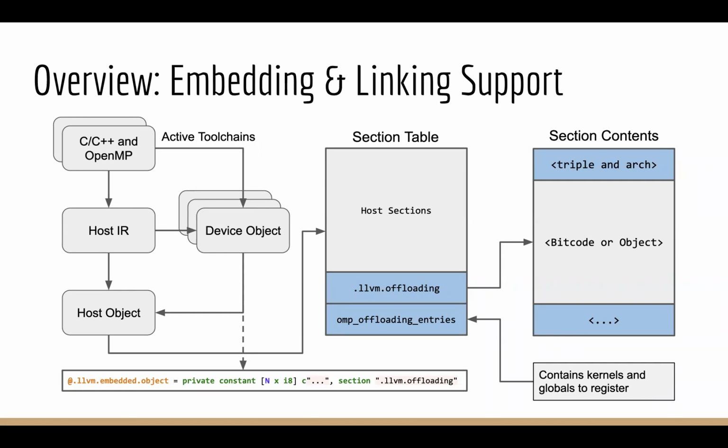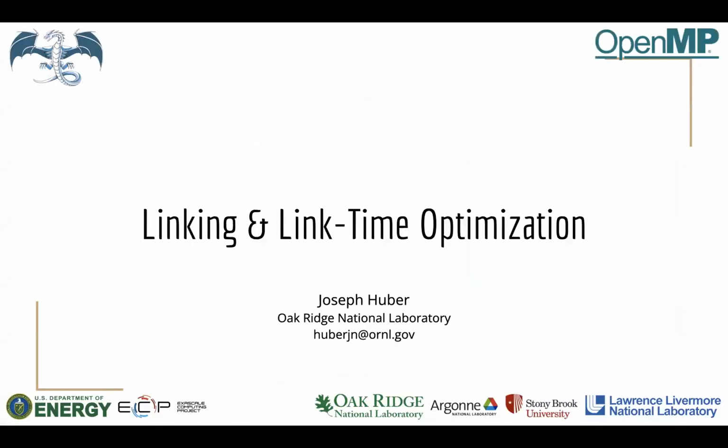And if you actually crack one of these open, what you'll find is a section table that contains two special sections we use. One is the .llvm.offloading section, which contains the actual embedded device code, and the other is the OMP offloading entries, which contains the kernels and globals that we need to register. So that is all used internally when we do the linking. And as we see in the section contents, it can either be bit code or an object, which brings us to the next topic of LTO support.